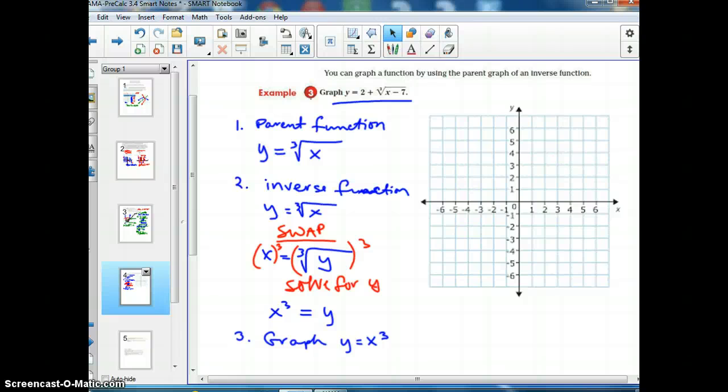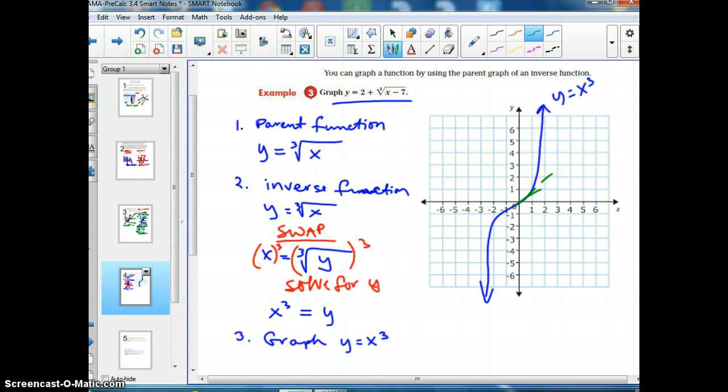Okay, we're going to finish up graphing this function. We're going to start with graphing y equals x cubed, and it's going to look a little something like this. And then we're going to graph its reflection, or its inverse.